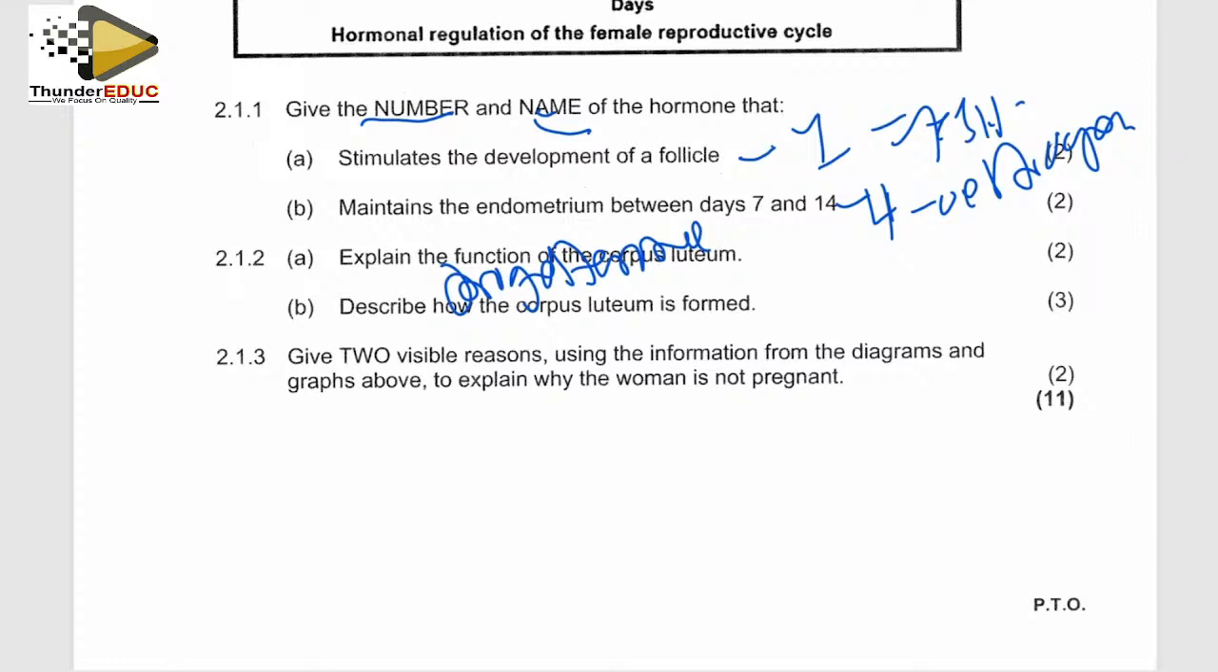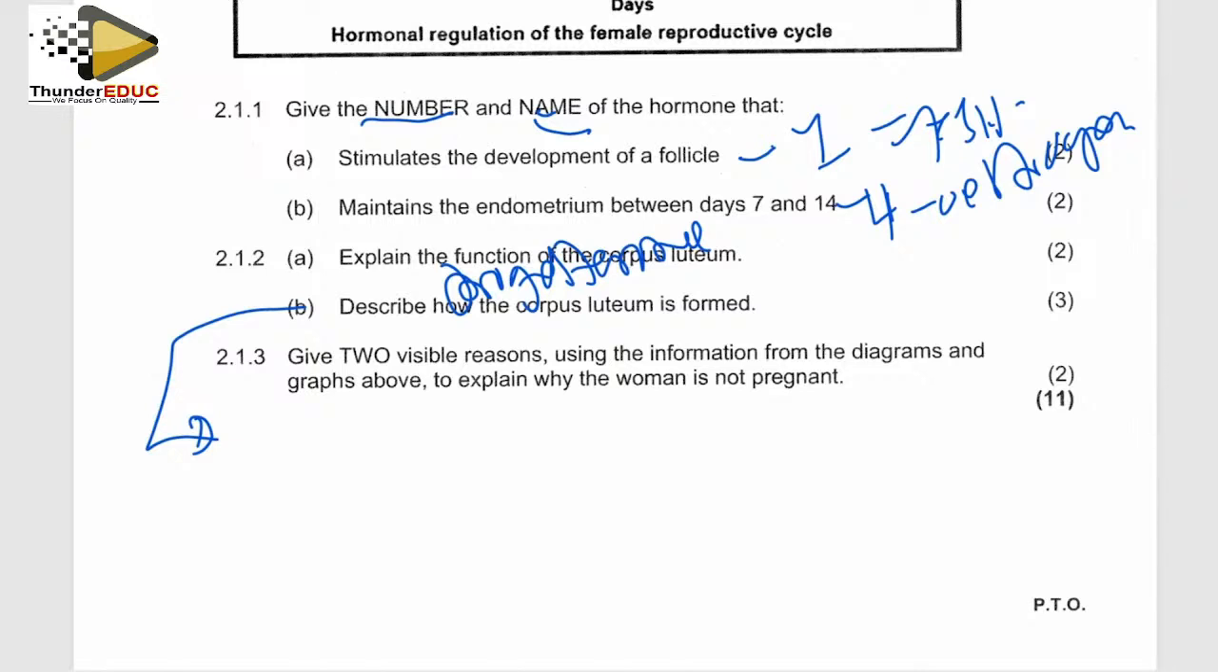How is corpus luteum formed? Corpus luteum is formed after ovulation. The Graafian follicle releases the ovum on day 14. So the remaining Graafian follicle, which is called the empty Graafian follicle, forms corpus luteum. Do you think just like that is enough? Then you tell us under the influence of luteinizing hormone. So basically the empty Graafian follicle is converted into corpus luteum under the influence of luteinizing hormone on or after day 14. That's how you're supposed to explain it.